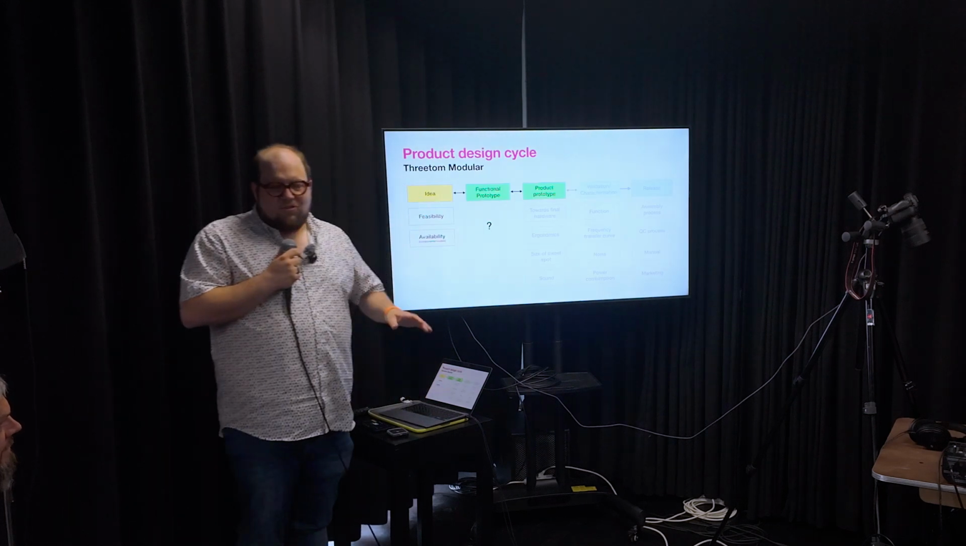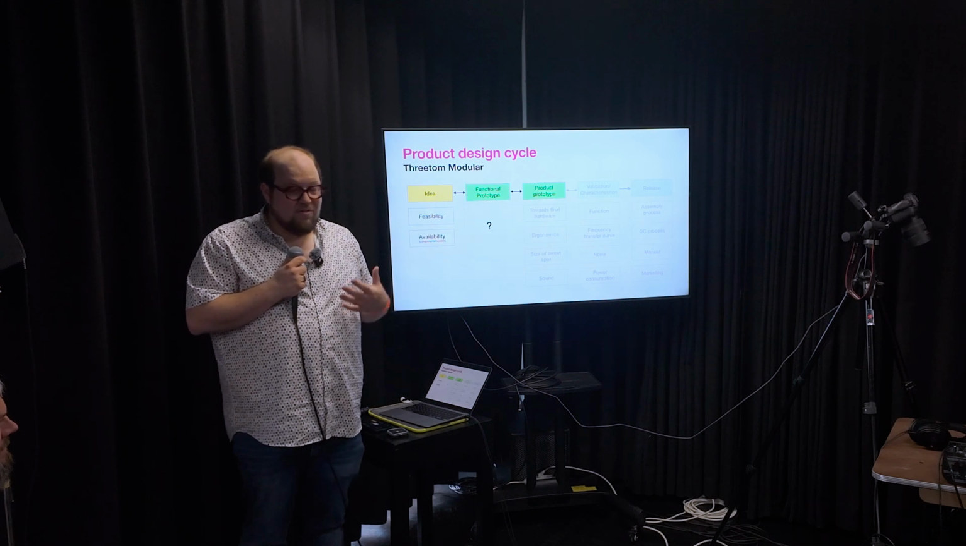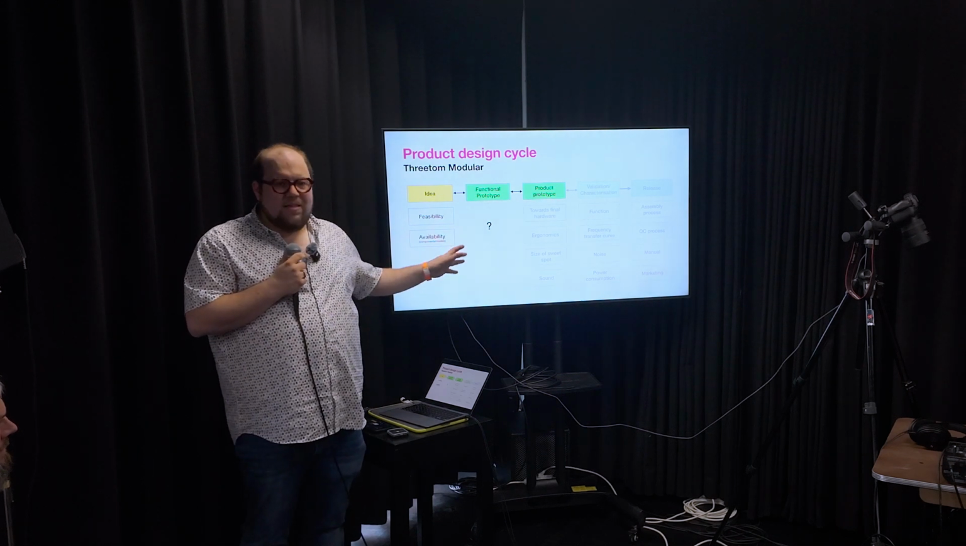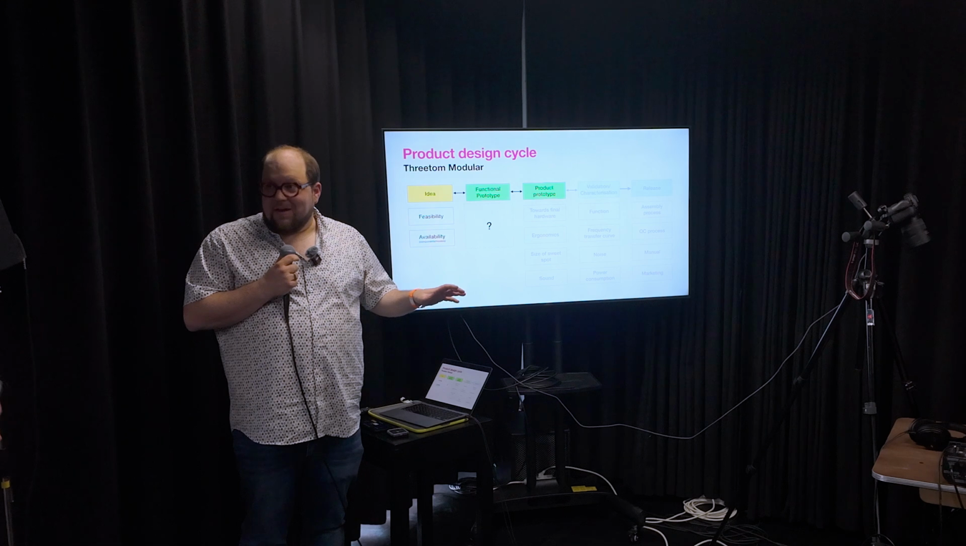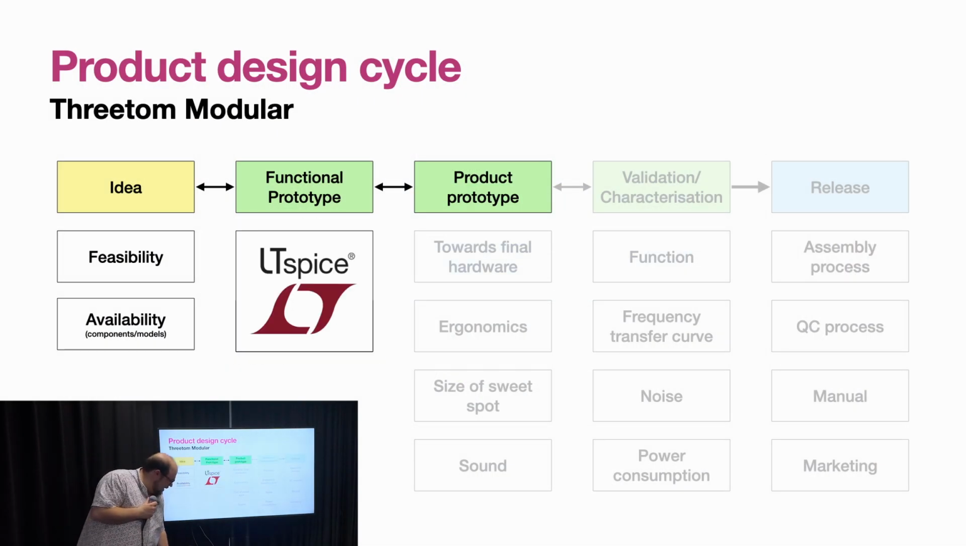So I'm going to show you an alternative way of approaching this problem. I'll show you my way. And using that way, I'm going to explain why a wavefolder is not a wavefolder. And the way I go through this part of the process is using an analog circuit simulator called LTspice.